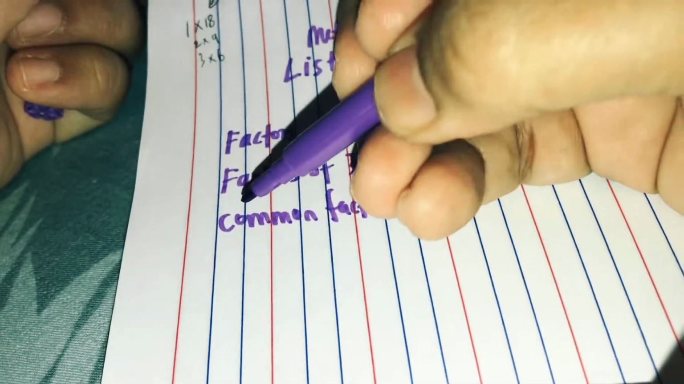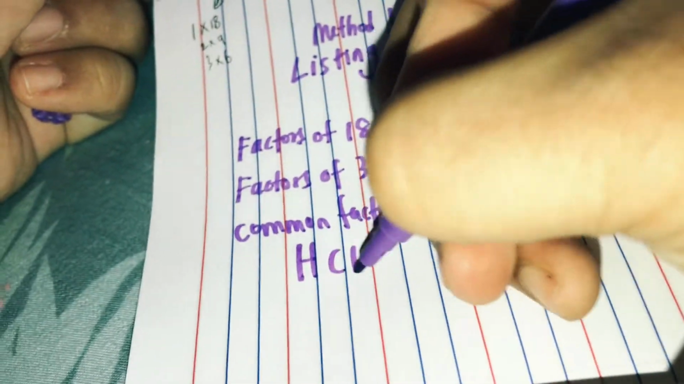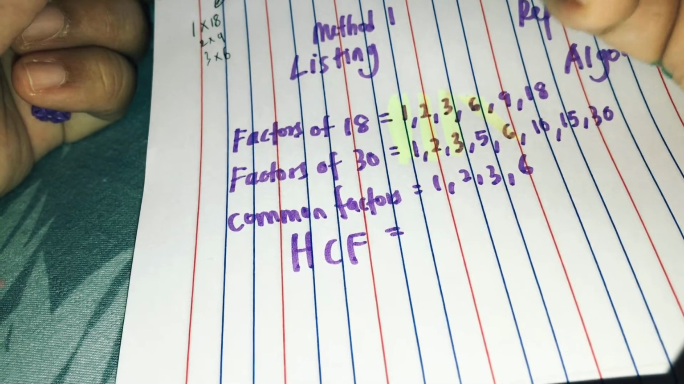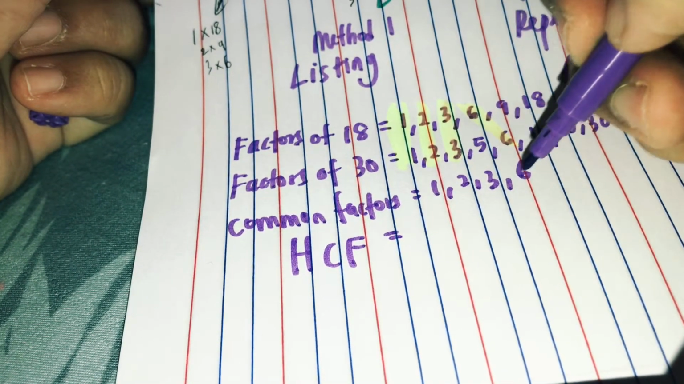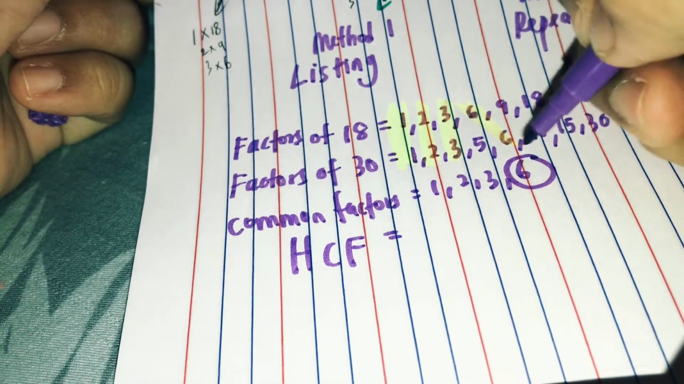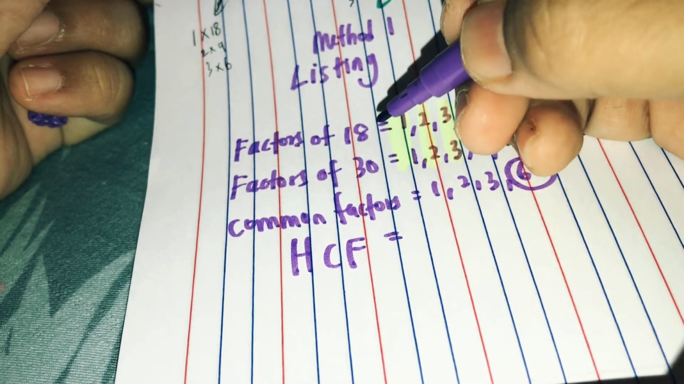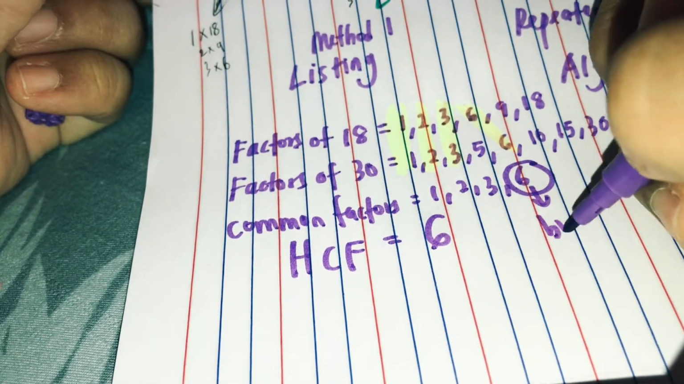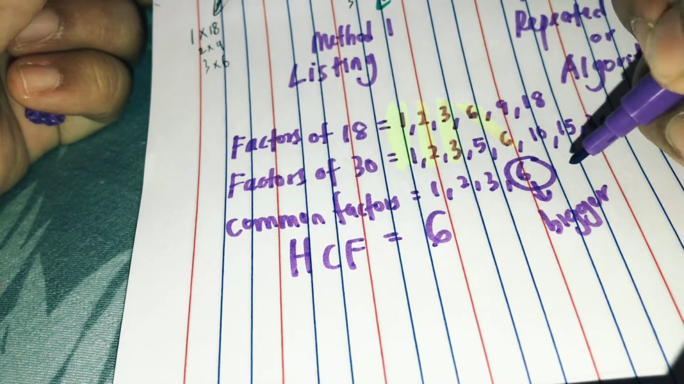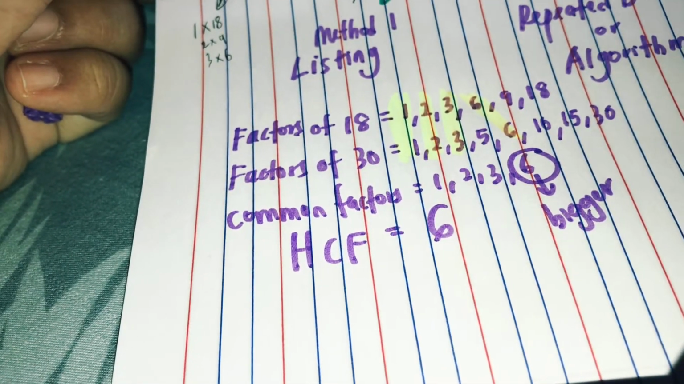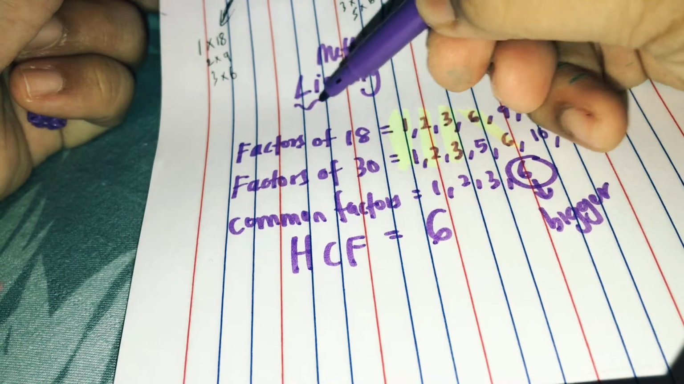So from the common factors, highest means biggest, greater. Okay, so which one is the bigger value? Bigger value is 6. So the HCF of 18 and 30 equals 6, because this one is bigger. So this one is the HCF. HCF equals 6. Okay, this one is the listing method.